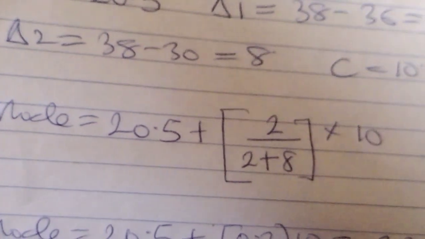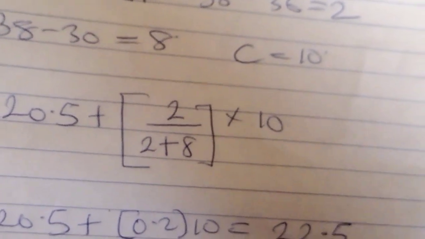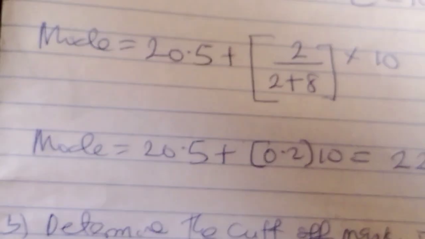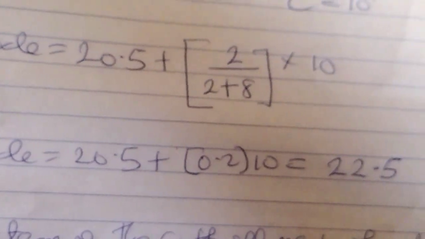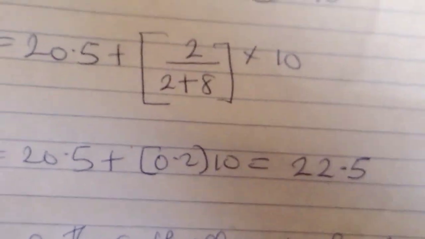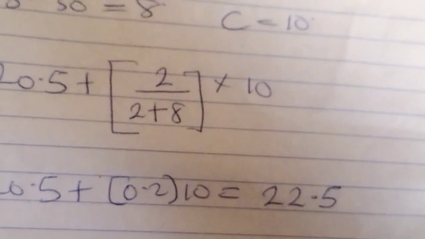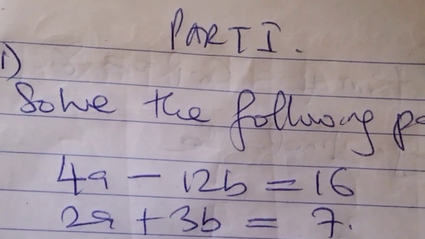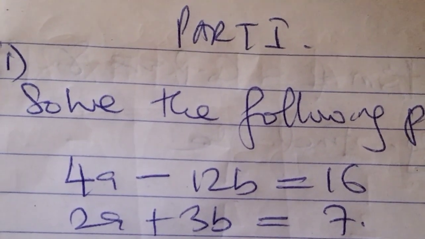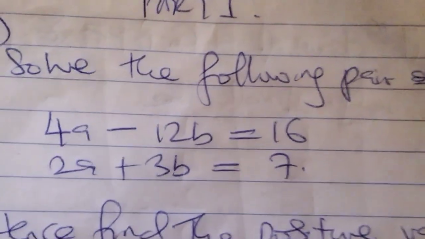We'll have mode equal to 20.5 plus 2 over 2 plus 8, multiplied by 10. So that gives us mode 20.5 plus 0.2 multiplied by 10. And that gives us 22.5 as our mode, 22.5 to 1 decimal place. Having done 5 complete questions in part 2, we'll now go to part 1 and pick 3 questions.